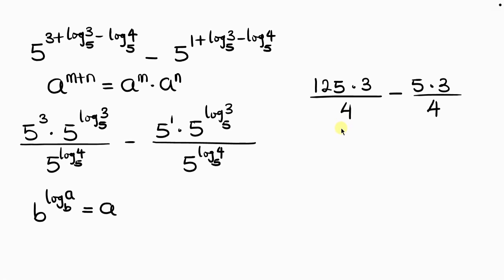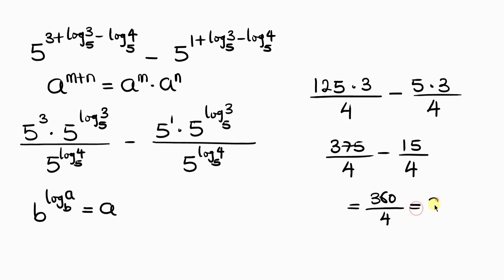Very good. Now simplifying, 125 times 3 is 375 all over the denominator, which is 4, minus 5 times 3 is 15 all over the denominator, which is 4. And since the denominators are the same, we can just choose one of them and subtract. So 375 minus 15 is 360. 360 divided by 4, I'm going to be having 90, which is equal to the right hand side. So our solution is very correct.